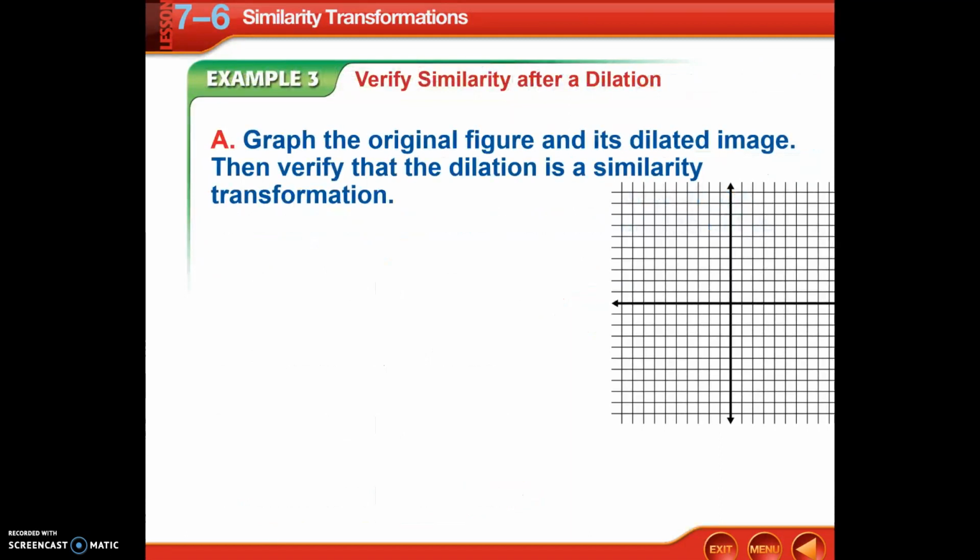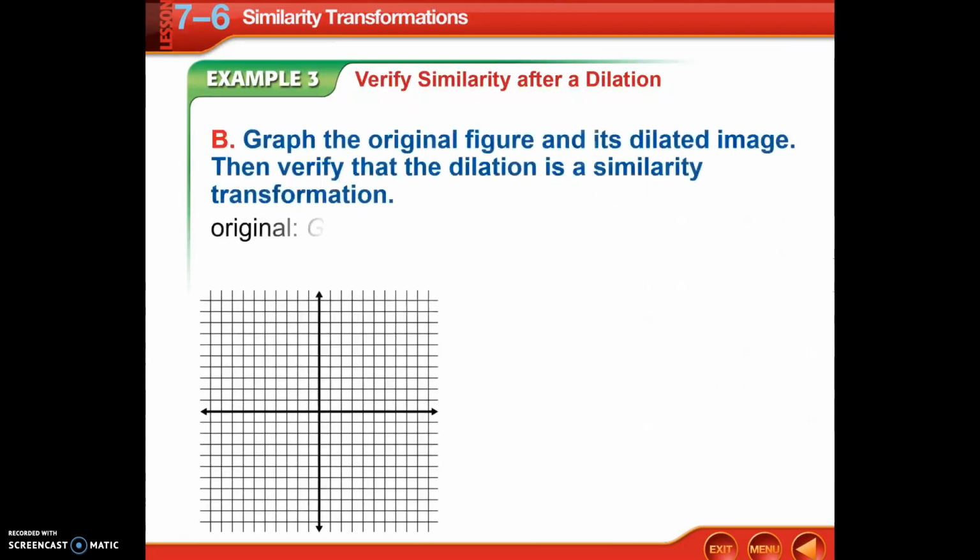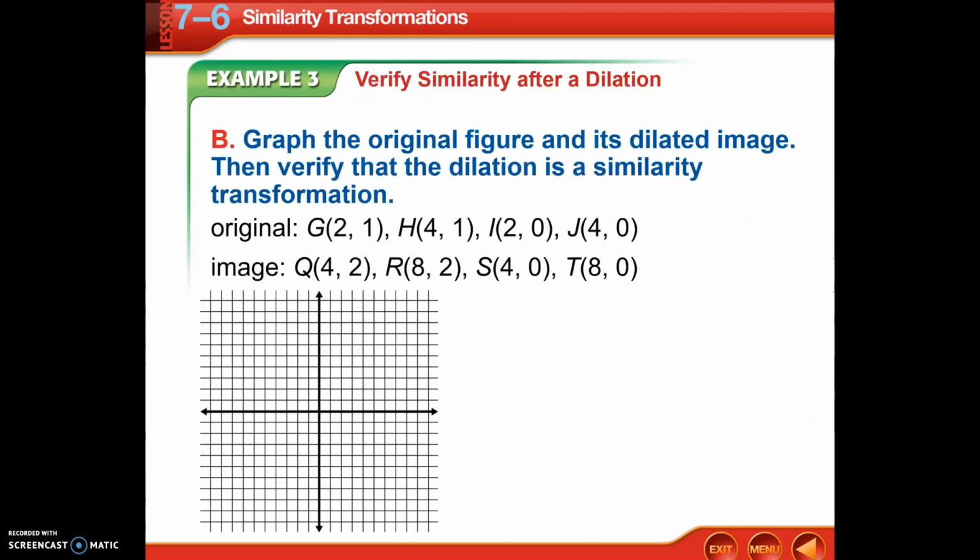All right, so the last part is this verifying a similarity after a dilation. And notice it says first graph, so we want to make sure we graph. And then verify. And this verify is that, we've seen this before, is where we show the math of it.